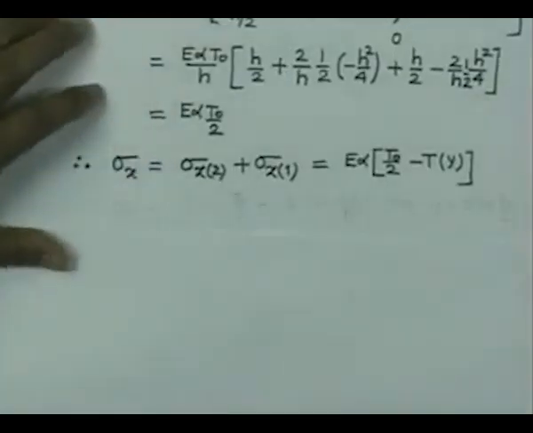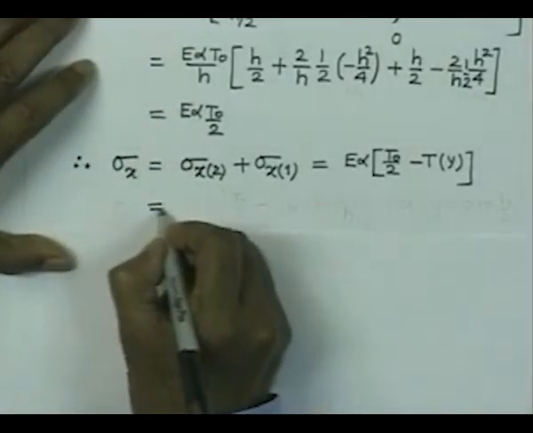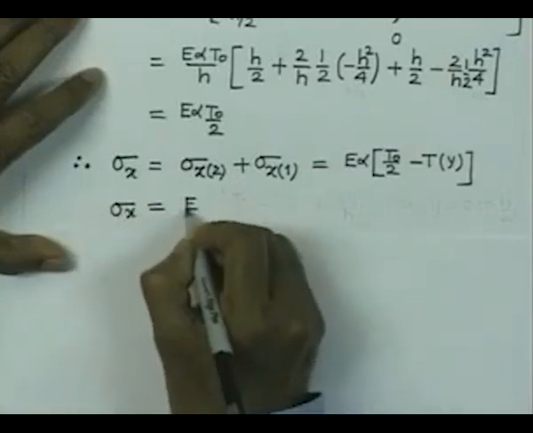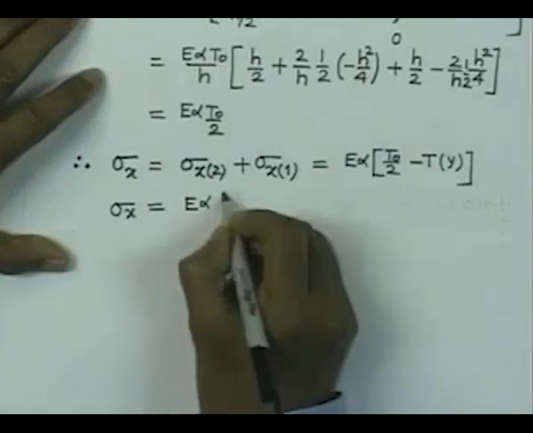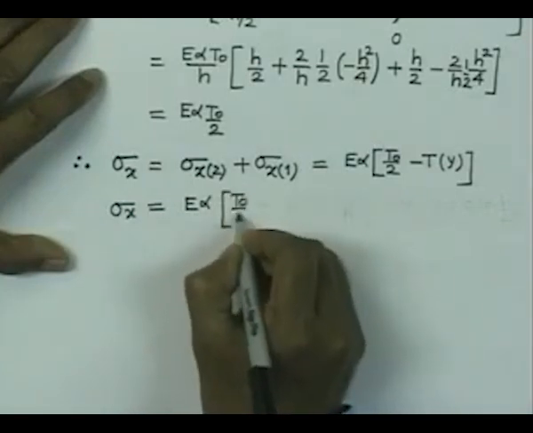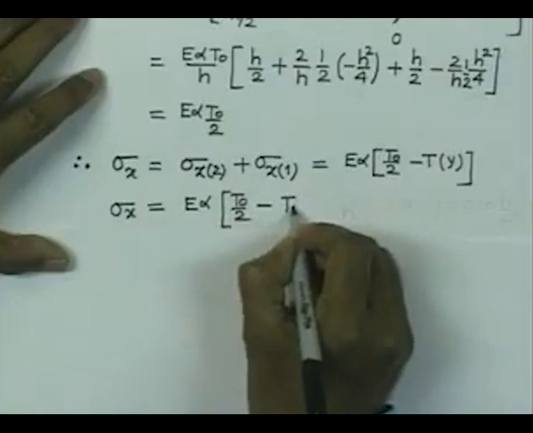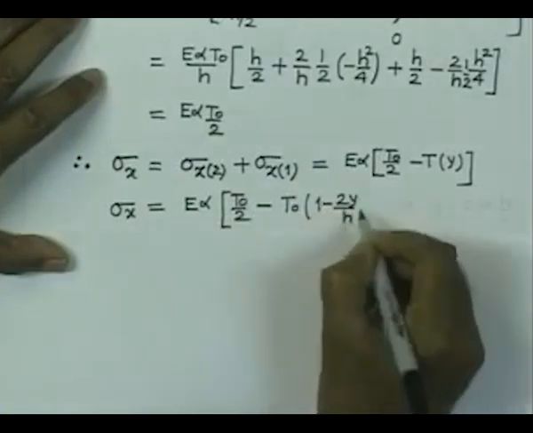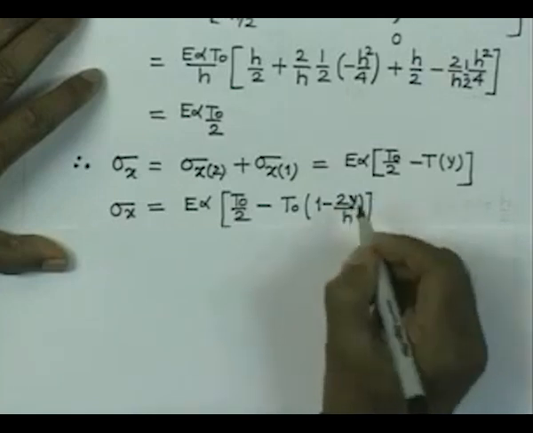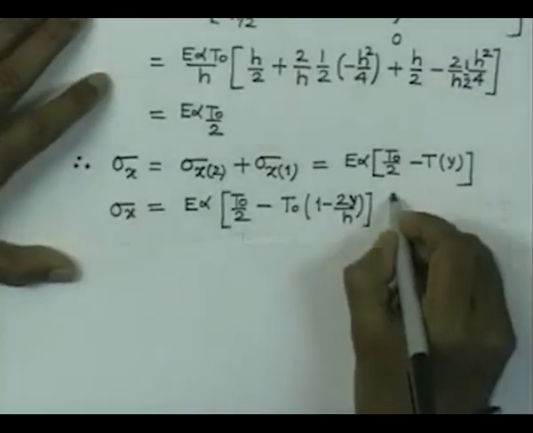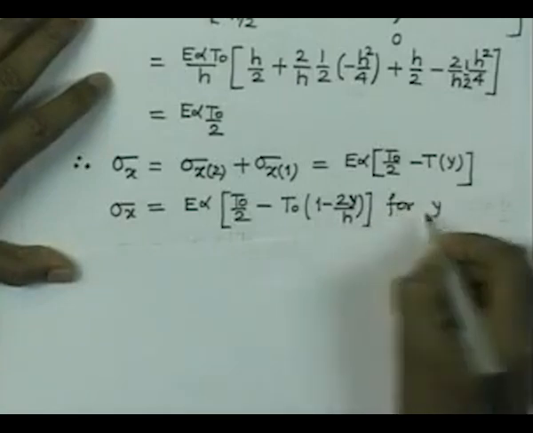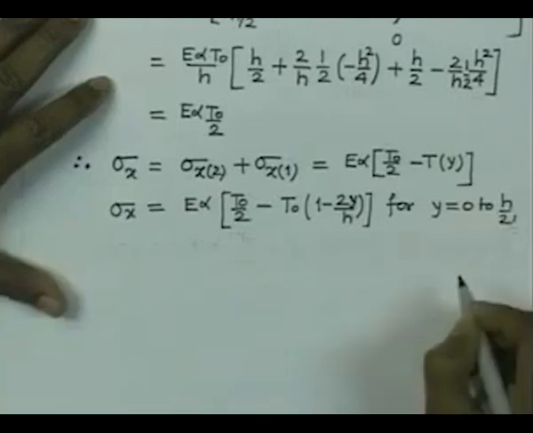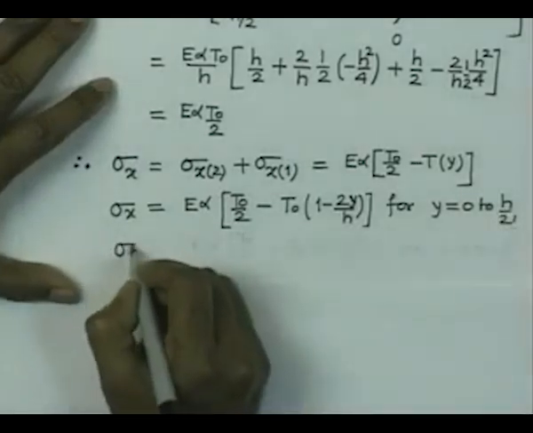So, we can write now that this is equal to, therefore, we will have two different expressions for the two halves. For the first we will write σx = E α T0/2 (1 − 2y/h), and this is for y equal to 0 to h by 2.